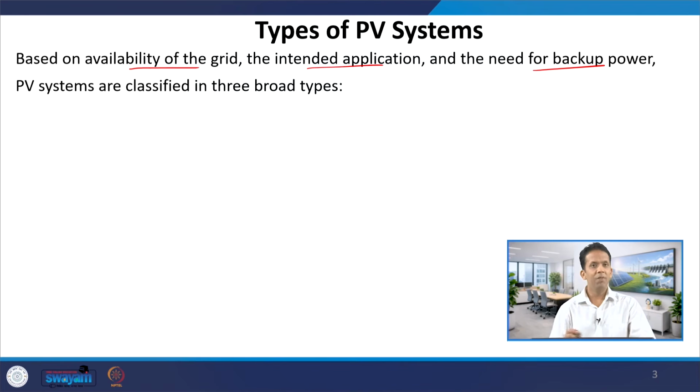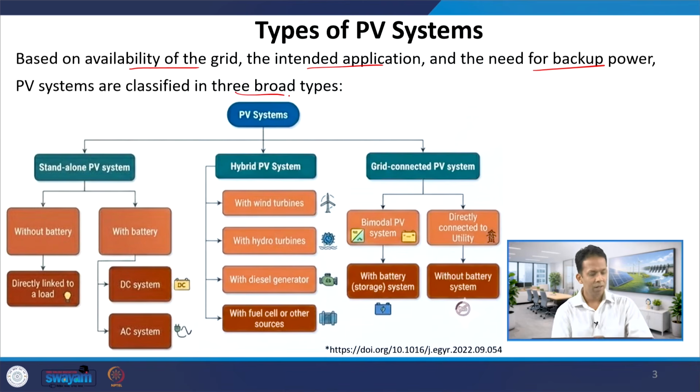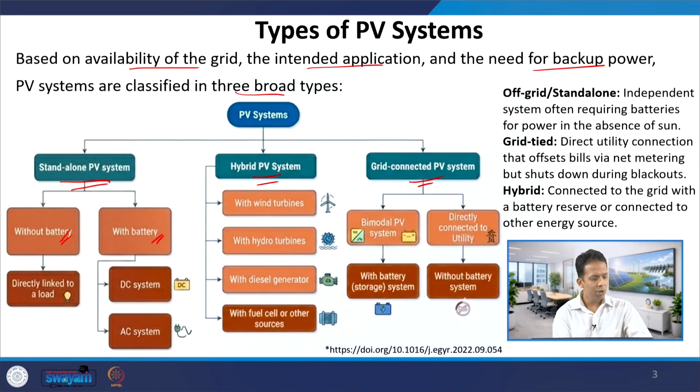So based on these three factors, solar PV systems are classified in three broad types. One is standalone PV system, hybrid PV system and grid PV system. Standalone PV systems can come without battery or with battery. They are the ones which are independent and they do not need grid, but often they will require batteries, because when sun is not present, like say at cloudy days or at night, to keep the appliances running, the off-grid or standalone PV system will often need batteries.